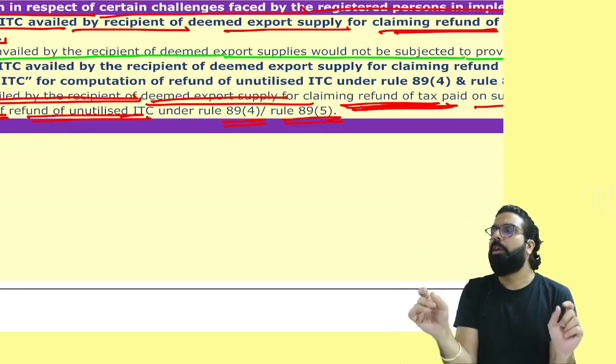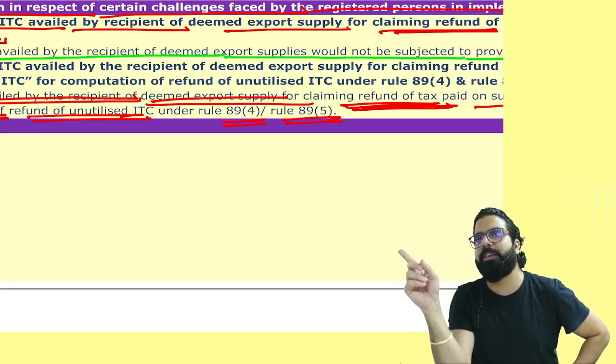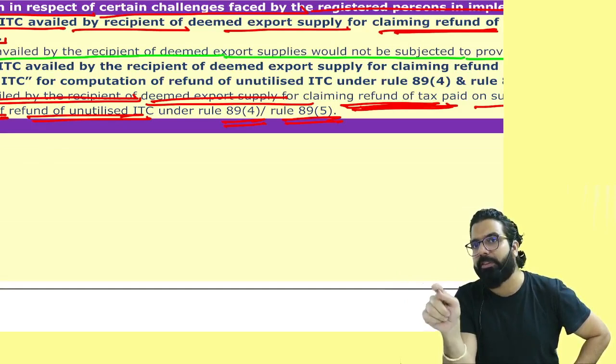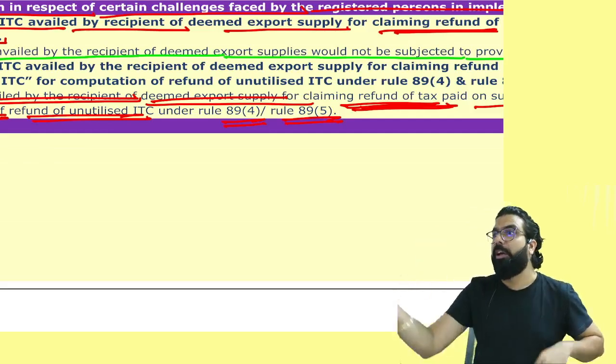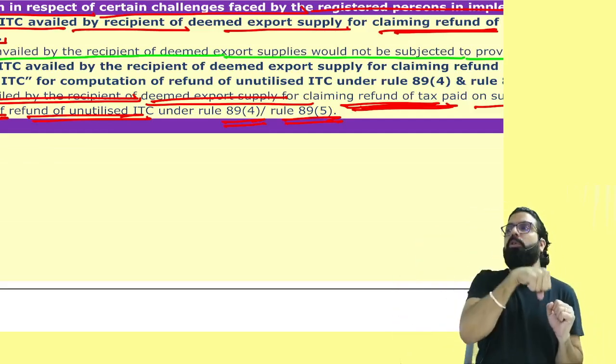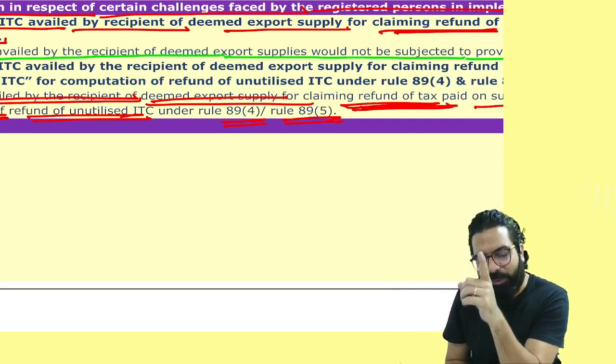But is it actually credit or not? It is not credit. So my question is, when it is not credit, will it come in net ITC? No. Will all the provisions of Section 17 apply? No, because this amount is not credit only. The full amount which you paid, you can go ahead and claim as refund under Rule 89(4)(a).